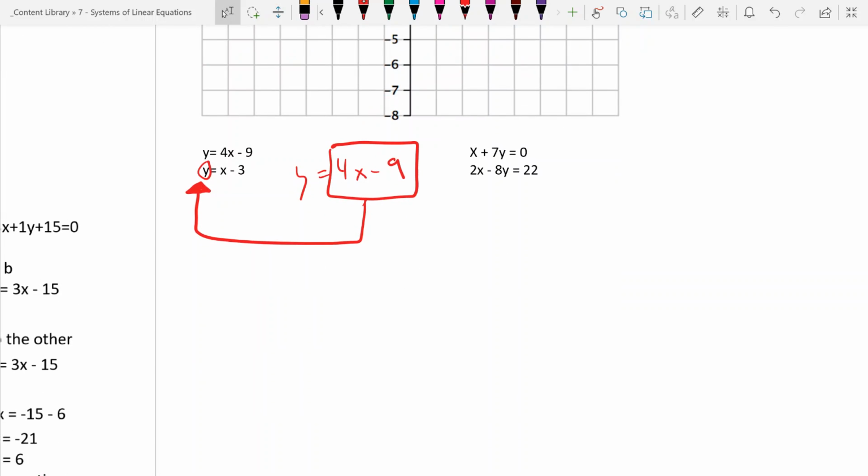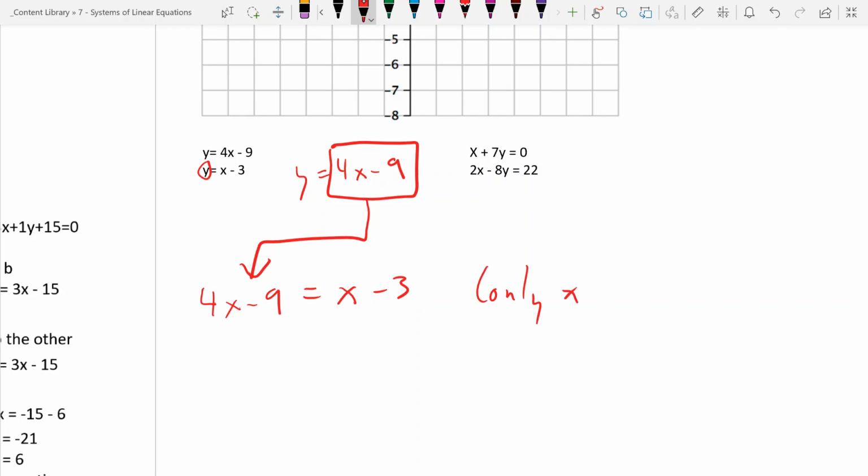So basically what you do is you take that first part, 4x minus 9, let's write it like this. We'll take the second equation, y equals x minus 3, and we're going to replace the y with the 4x minus 9. So now we get that. This is good because now we have only x. So we're just going to rearrange and solve.